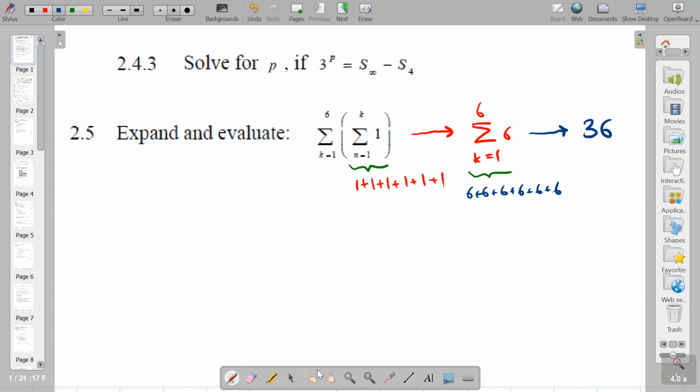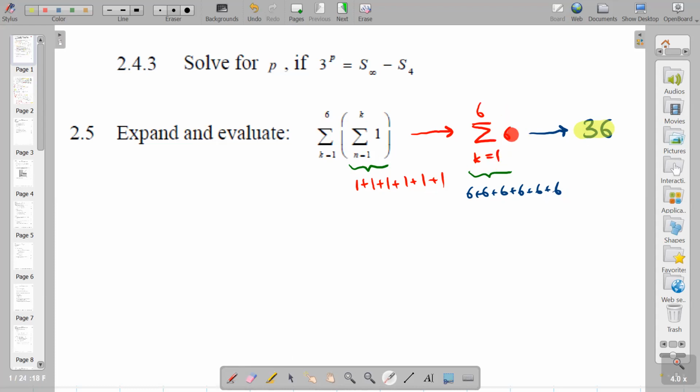Okay, because there is no term affecting k. So all the terms are the same. See, it is 1, 1, 1, 1, 1. Then it is 6, 6, 6, 6, 6. Because there is nothing written in terms of n inside the first sigma notation. And then when it gets to this stage, again, there's nothing with k here.